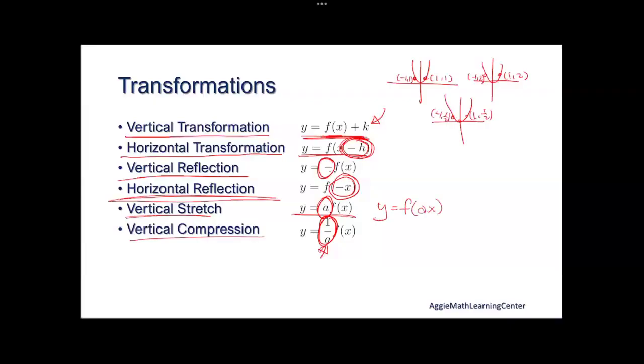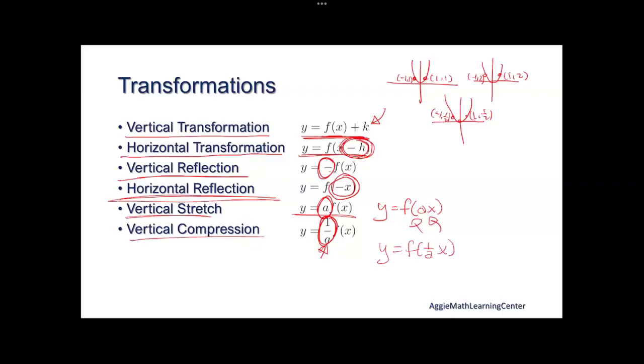It doesn't have it listed up here, but if you ever run into something where it says a of x, it does the opposite of what you think. This is not going to stretch it horizontally. This is going to compress it horizontally, like this. And then same if you have y equals f of 1 over a x. This one is going to stretch it horizontally.